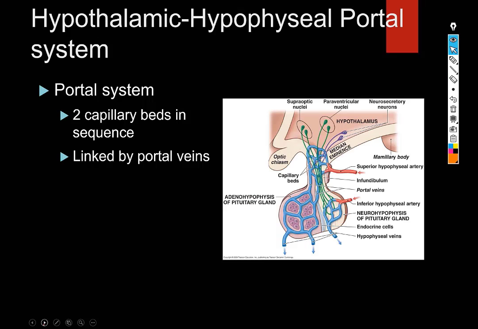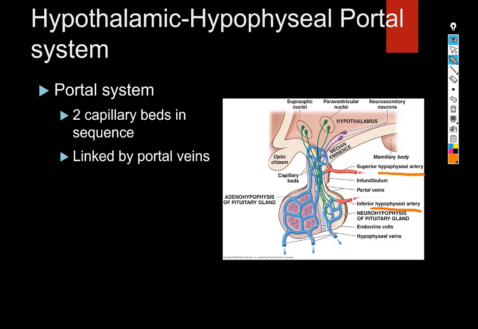So we went through that. So the first thing we're going to talk about is how the hypothalamus talks to the anterior pituitary, because that is very different from how it talks to the posterior. So what you're going to notice here are blood vessels. So we've got two arteries, the superior and inferior hypophyseal arteries.